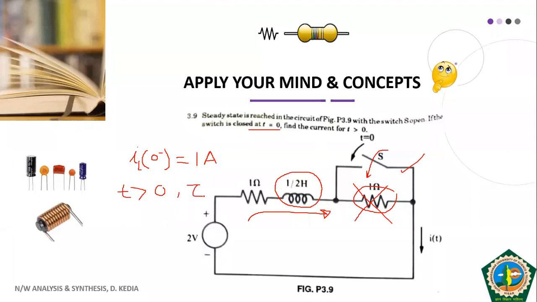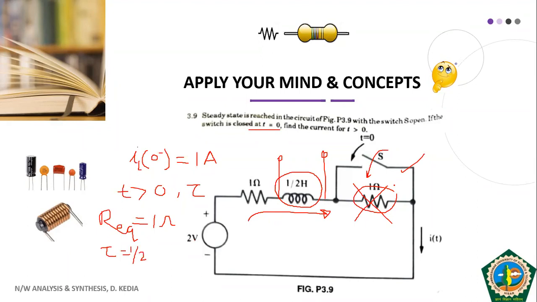Once this has been done, we have to find out the value of tau. So tau is nothing but L by R. So we have to find out the equivalent resistance. The equivalent resistance is very straightforward now. This is the inductor. We have to find out the equivalent resistance or Thevenin resistance across this inductor. This is short. This is again shorted. So R equivalent comes out to be simply 1 ohm. And L is 1 by 2. Then tau comes out to be 1 by 2.